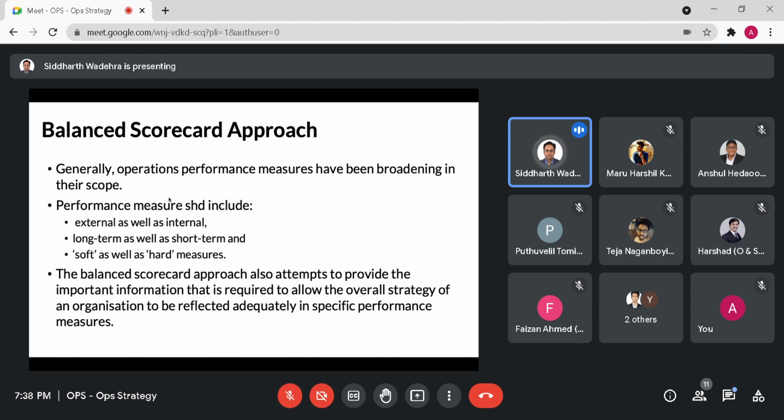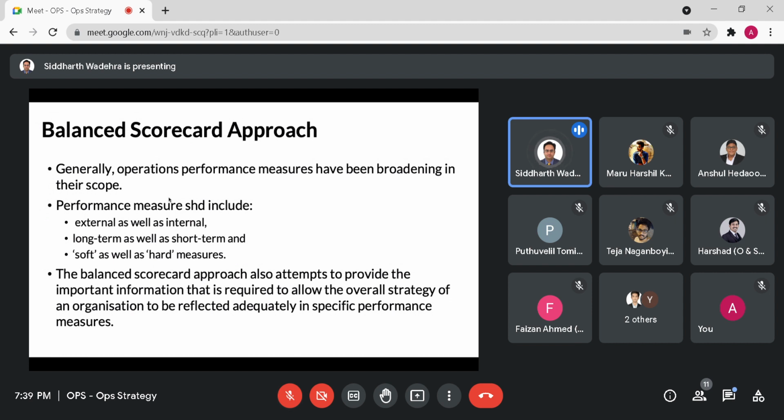At a much longer term, what is the objective that your organization wants to reach, and what are the short-term objectives in terms of your immediate operational goals, which your organization might want to deliver in the week or in the quarter, whatever it might be. And soft as well as hard measures.